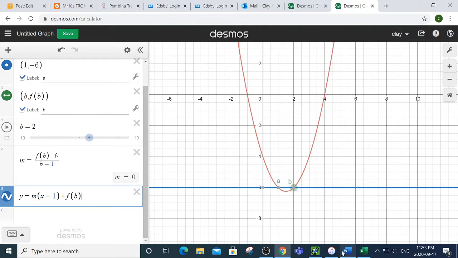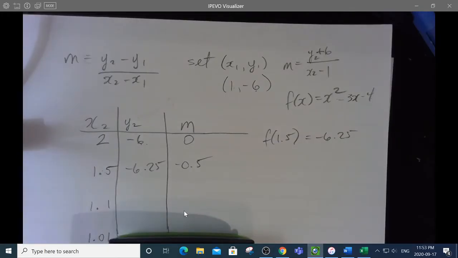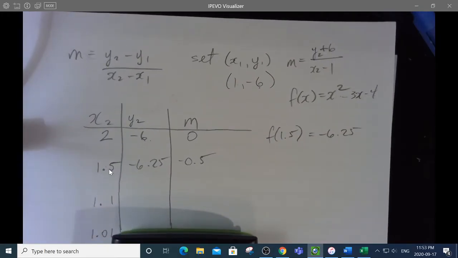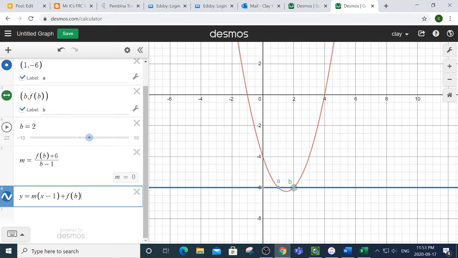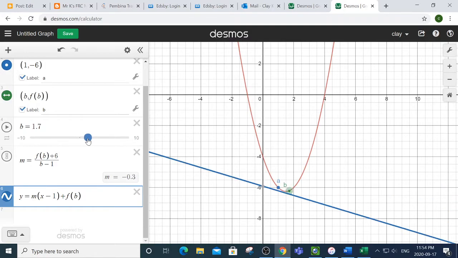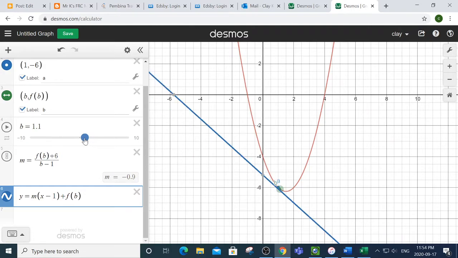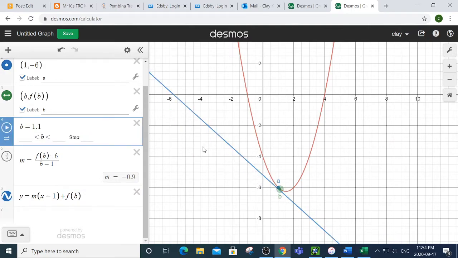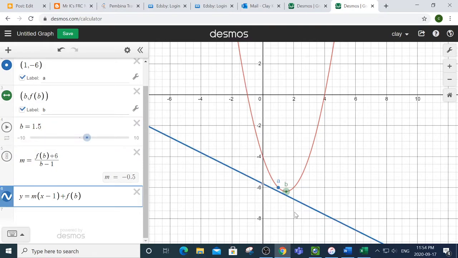Now, let's go back to my work. I've already figured out that when I move the b point closer, so now that it's 1.5, my slope should go down to negative 0.5. So let's see if that happens. So if I move this point to, I can slide it. Okay, I don't have the patience for that. There. And whoops, what's going on? Why did my slope leave my line? Oh, hang on, I've got something wrong here. f of b minus 1.